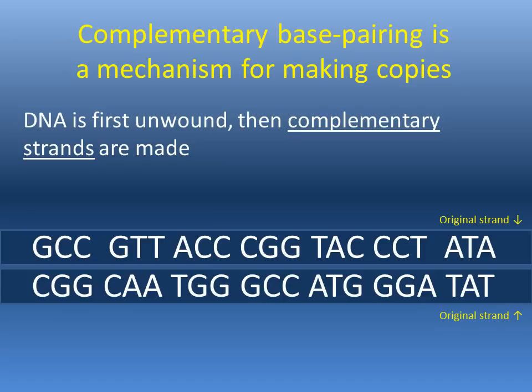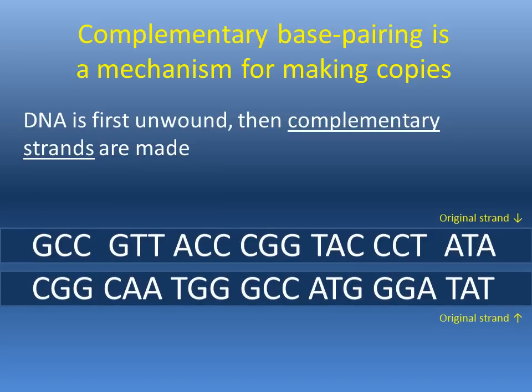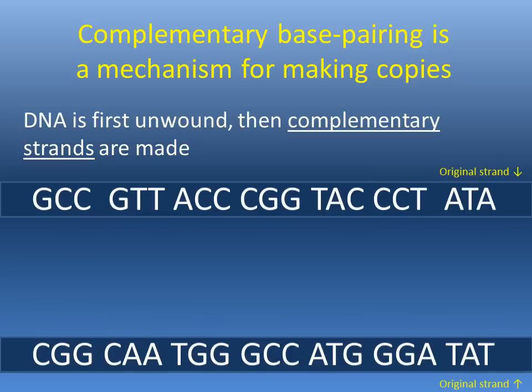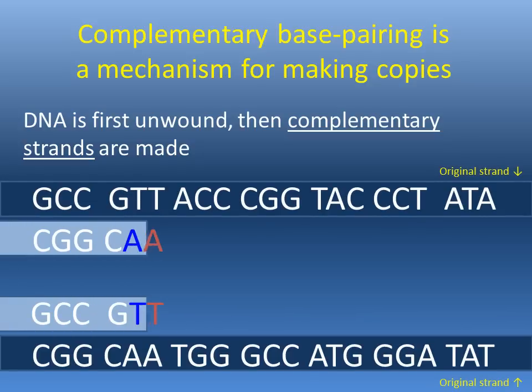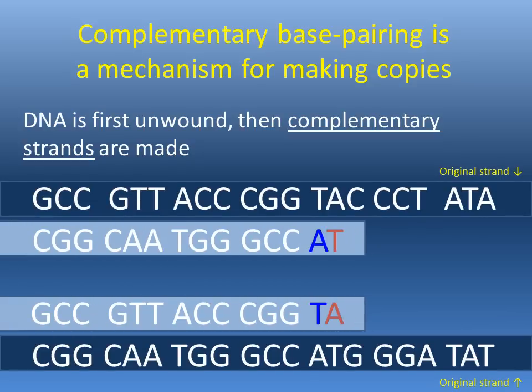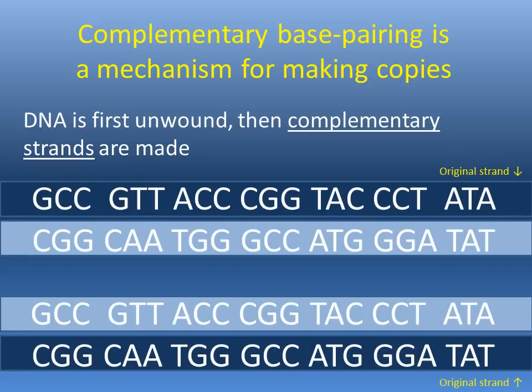Now those two strands are going to be unwound and then complementary base pairing will occur on each of those original strands. Notice that each of the new strands are exactly identical to each other, thus we have made complete copies of each other, and furthermore, each of the two new molecules is exactly identical to the parent molecule that was first created.